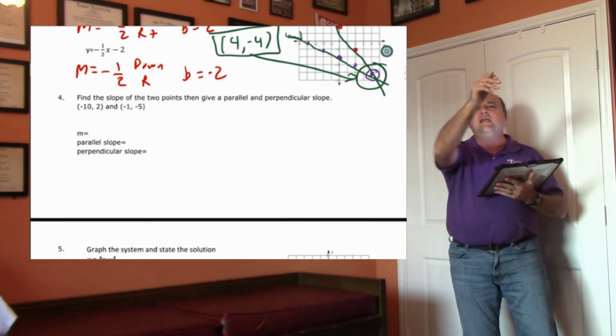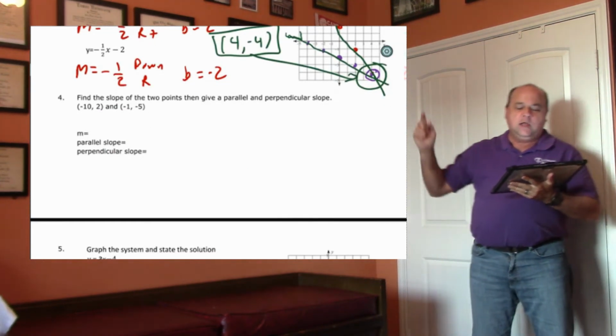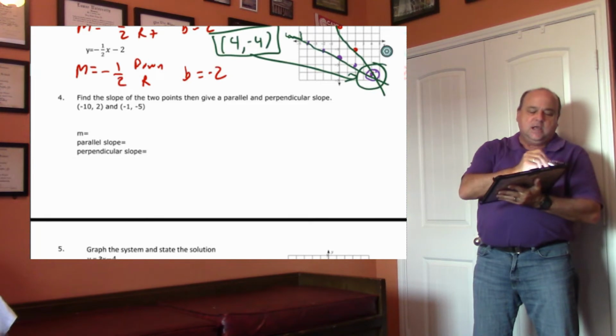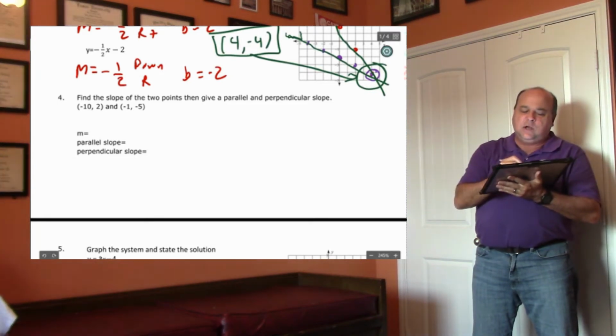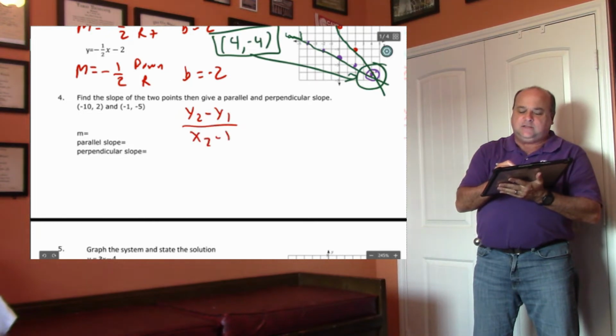Number 4, writing equations. Fun, fun, fun. So let's find the slope of these lines. Remember, your slope is y2 minus y1 over x2 minus x1.